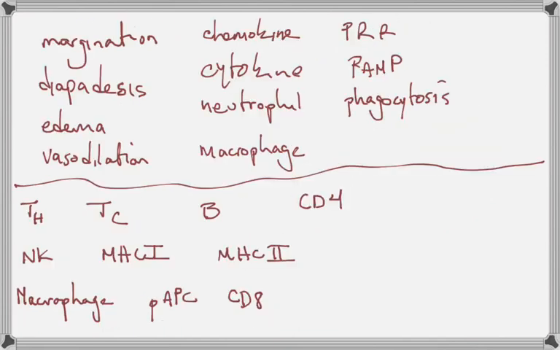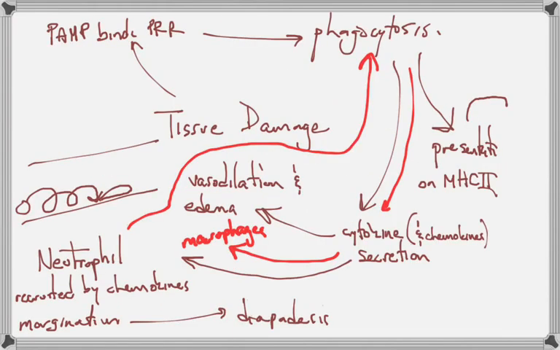Oh, okay. Let's see. What have we not used? I think we've used all of those up there. Margination, diapedesis. What was that? Yeah, we did. PRR is on there. PAMP binds to PRR. What is a PAMP? What does the acronym stand for? Pathogen-associated molecular pattern. PRR, which I could never figure out for some reason, is pattern recognition receptor. Devin.